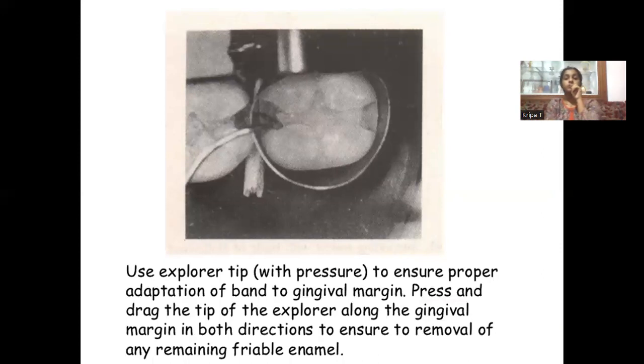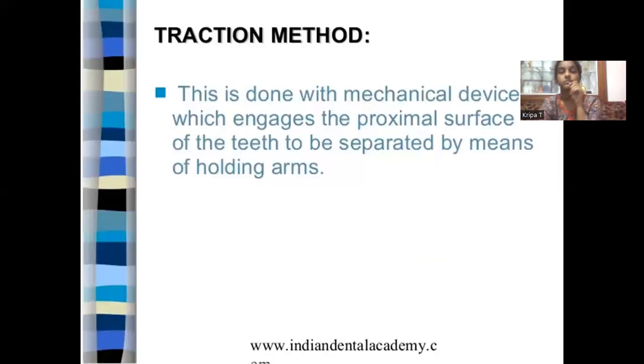So with an explorer tip, you can ensure the proper adaptation of band to the gingival margin. Press and drag the tip of explorer along the gingival margin in both directions to ensure the removal of any friable enamel, which can break down and create problems in the later half of restoration.